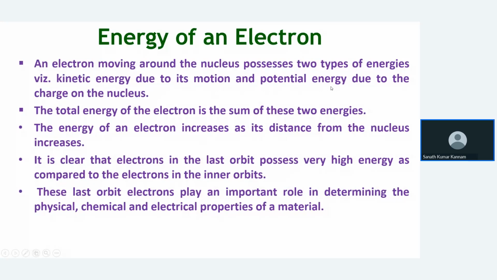So how is the potential energy acquired by the electron? That is due to the charge on the nucleus, so the nucleus will pull the electron. Okay, so there is a charge. In the nucleus there is a positive charge, that is the proton, and the electron has a negative charge. So opposite charges attract.